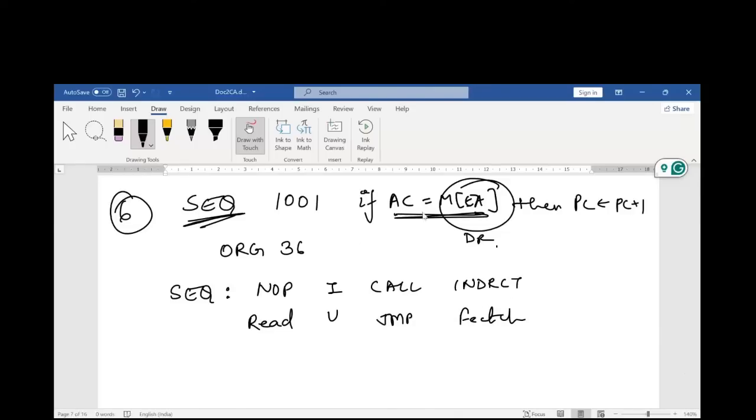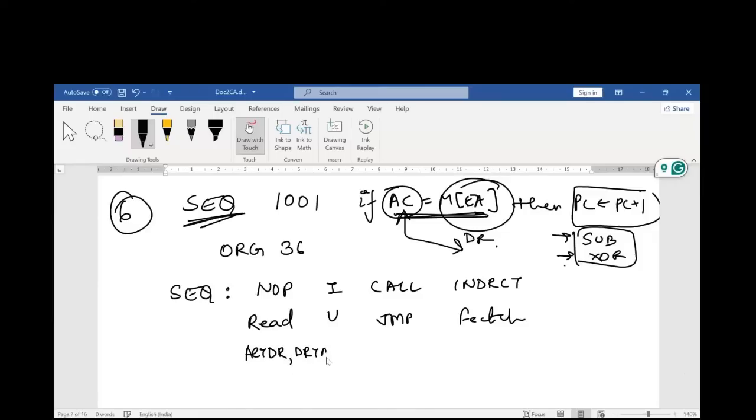Then now for checking whether these two values are same or not, I can use either the subtraction microoperation or the XOR microoperation. But if I perform subtraction or XOR, my AC would become 0. My content of AC would change, which I don't want. What do I want to change? Only if these two are the same, I have to change the value of PC, right? So to preserve AC, I'll have to first swap: AC to DR, DR to AC. Then you jump next. I made a mistake here. This is not fetch, you jump next. Sorry.